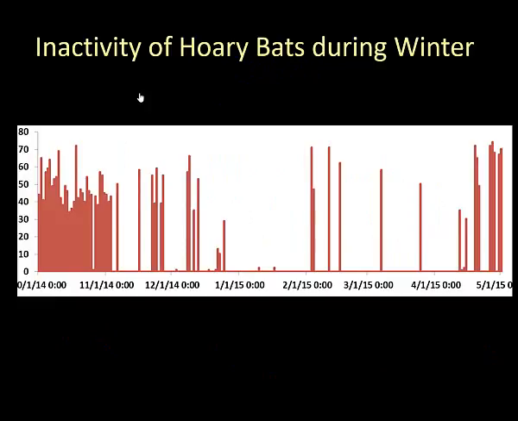So we were able to recover one of these tags in May. So we had an 8-month record of the activity of a single individual hoary bat over the entire winter. So this is an unprecedented type of data on a migratory bat. Basically the pattern shows that up until about the 1st of November, the bat's active pretty much every night. Once we get into late April and May, it starts to be active every night again. But in between, there are some very long stretches of inactivity.